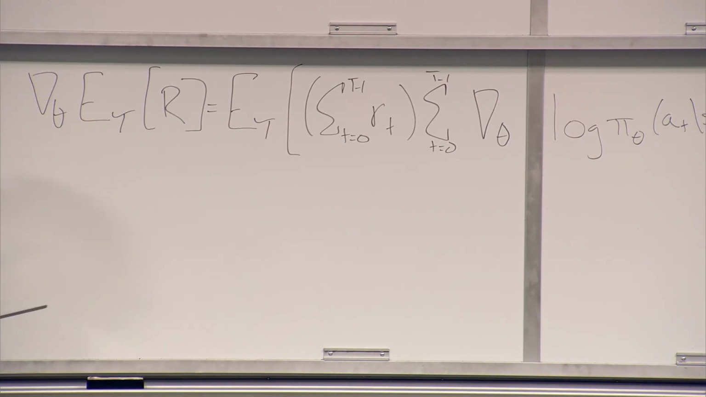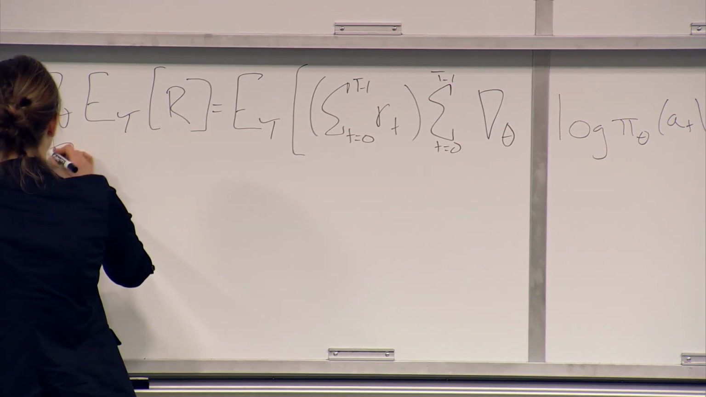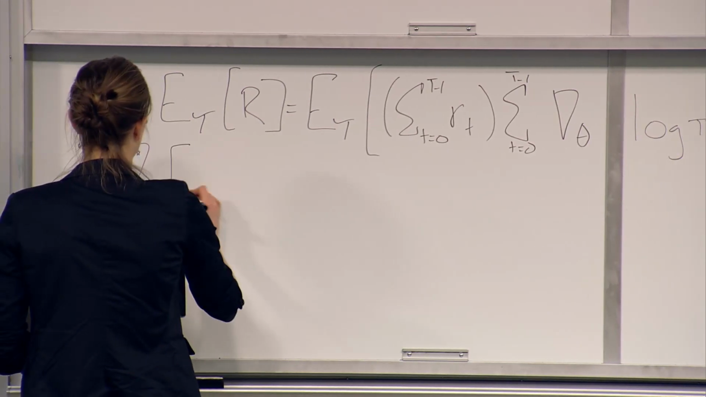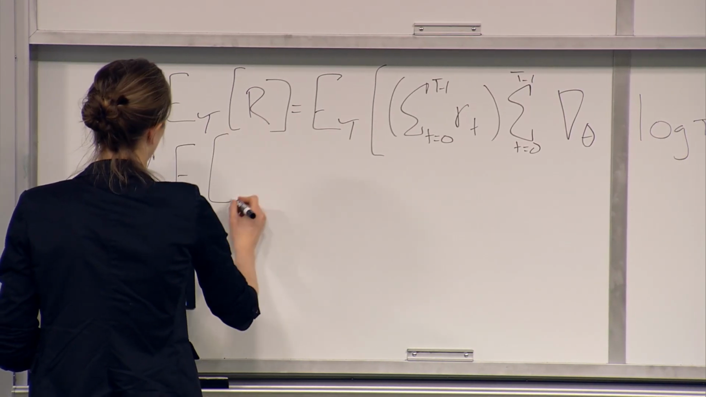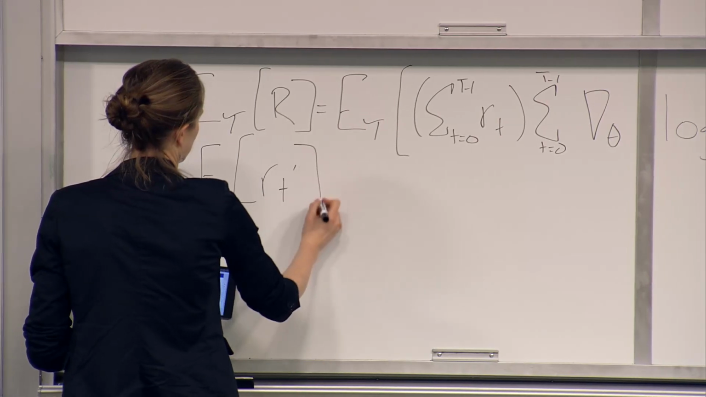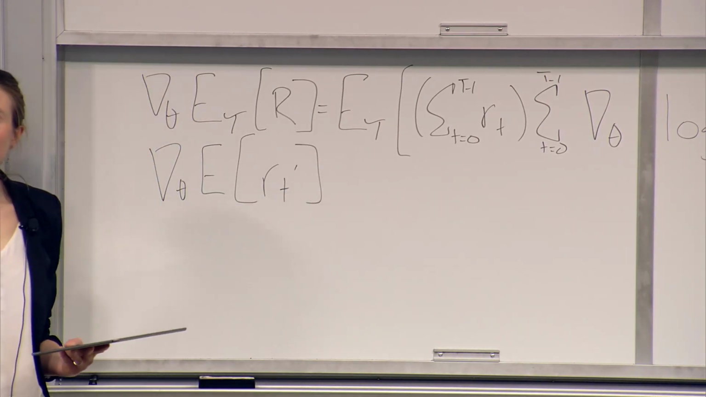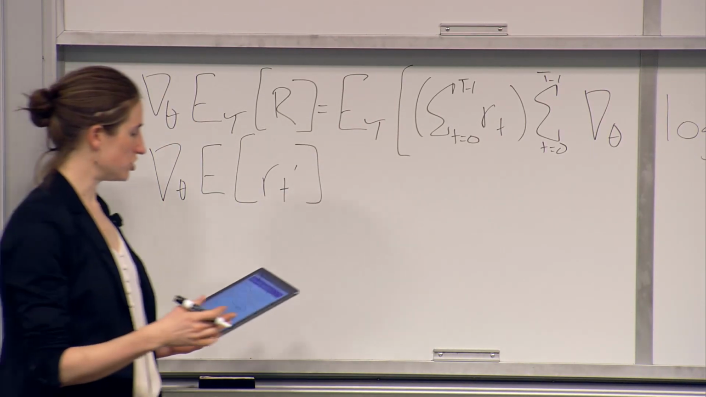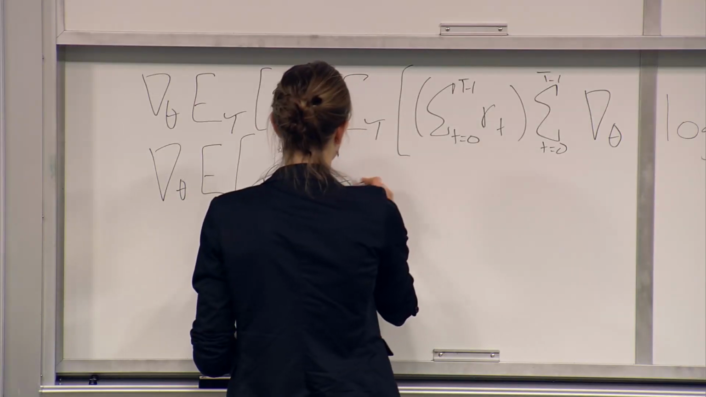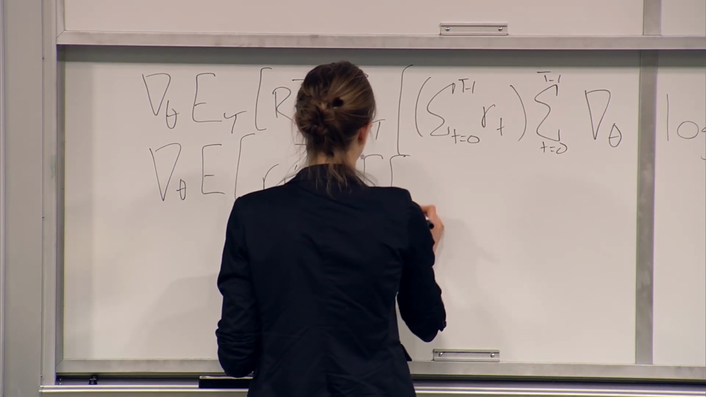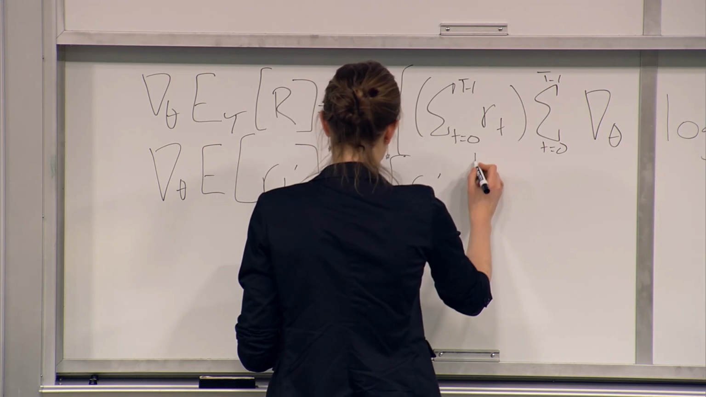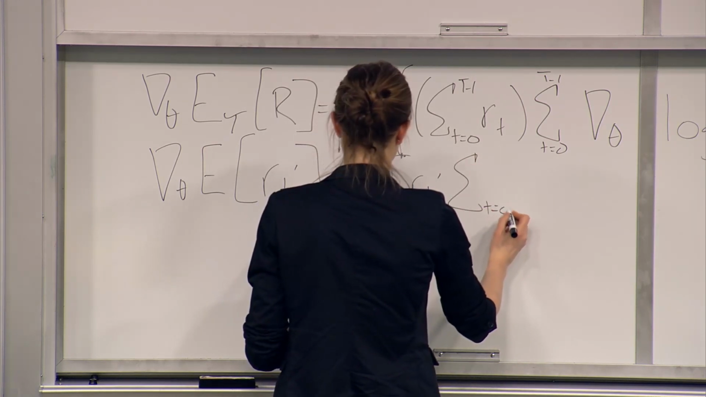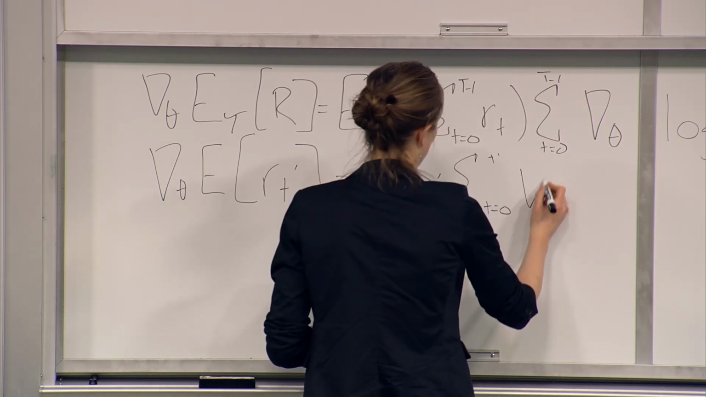So let's think about doing this for a single reward instead of the whole sum of rewards. Let's take the derivative with respect to theta of the expected value of r_t prime. This is just a single time step reward that we might encounter along our trajectory. That's going to be equal to the expected value of r_t prime times the sum over t equals 0 to t prime of this derivative.